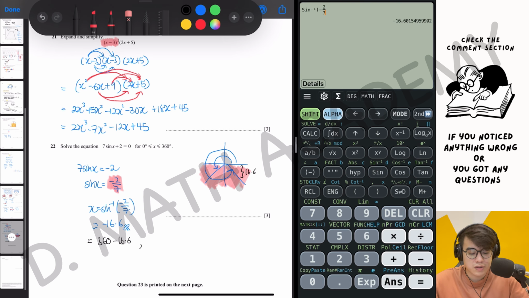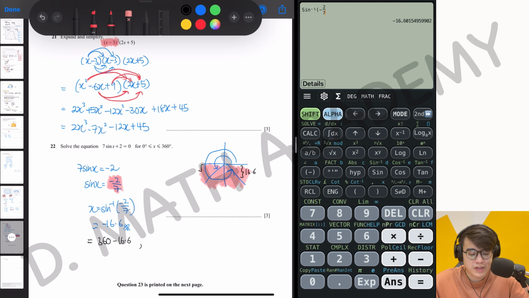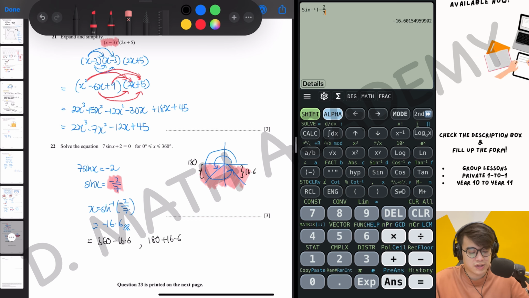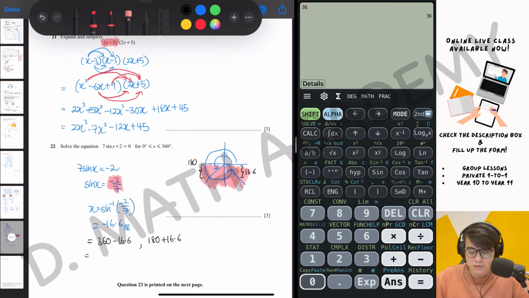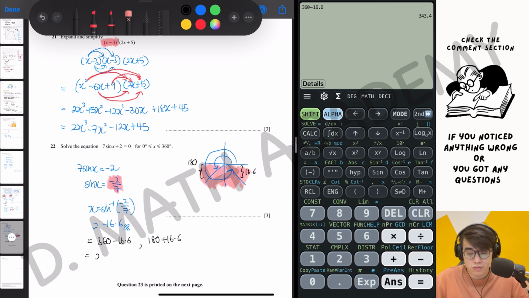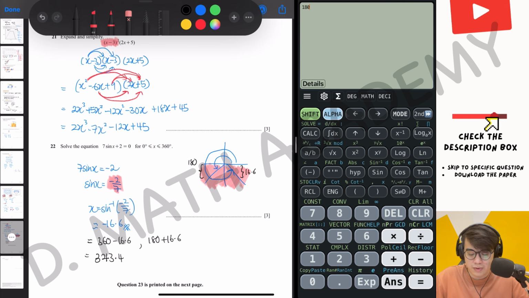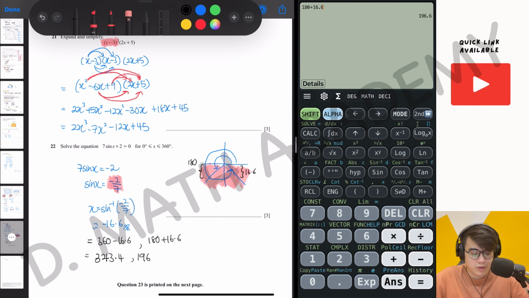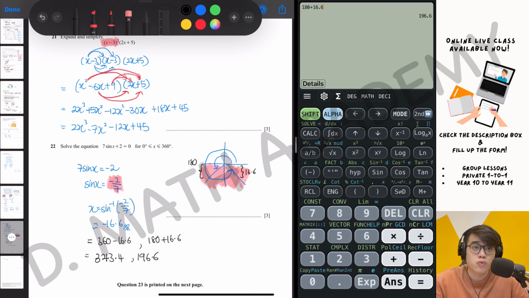And the other answer will be reflecting this 16.6 to here, meaning that it exceeded 180 by another 16.6. So from this, you run your calculation, you will get your answers as 343.4 and 180 plus 16.6, which will be 196.6. So those are the 2 answers that we involved here.